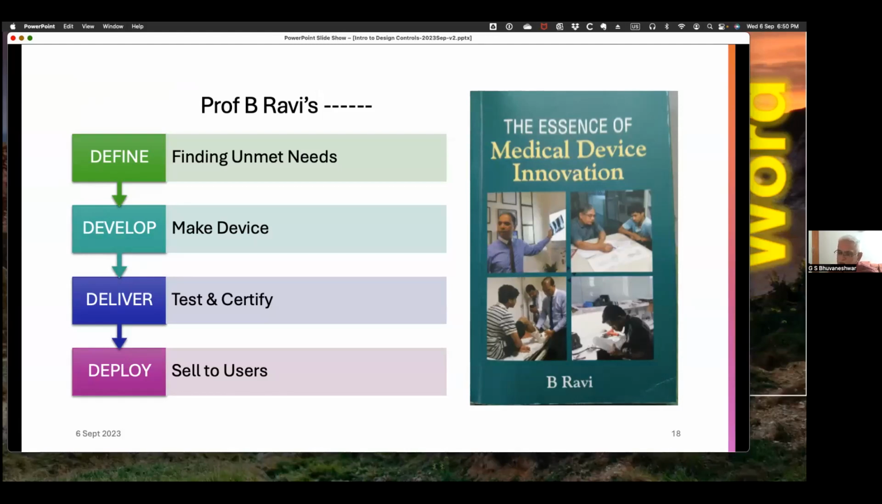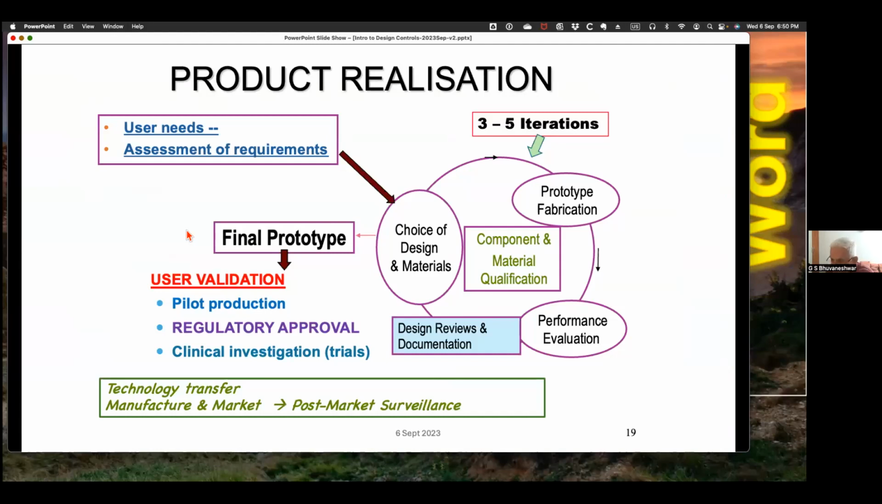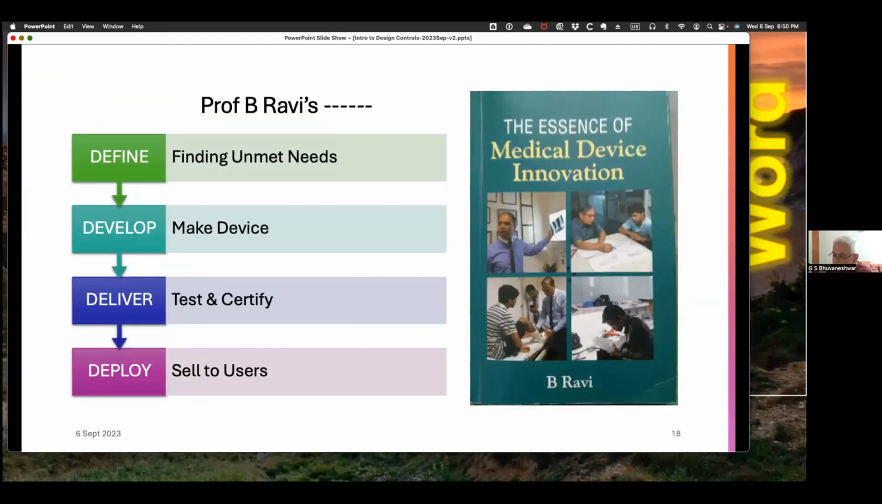He defines 4 stages of the whole product development life cycle in terms of defining the unmet need, the product or making the device, and then testing and certifying it, and then selling it to users. Again, if you look at it, your design controls will start when you're into development, and then you go on to test, certification, manufacturing, and so on.